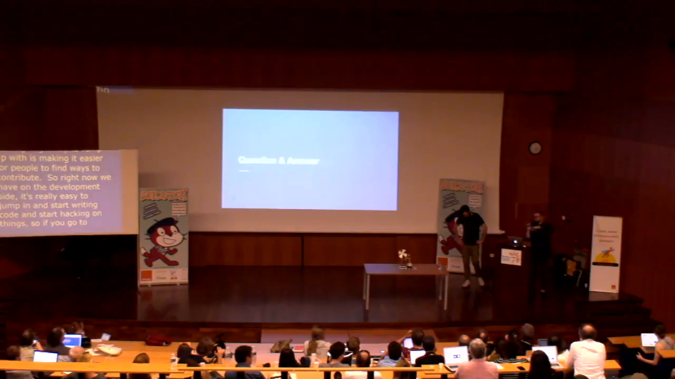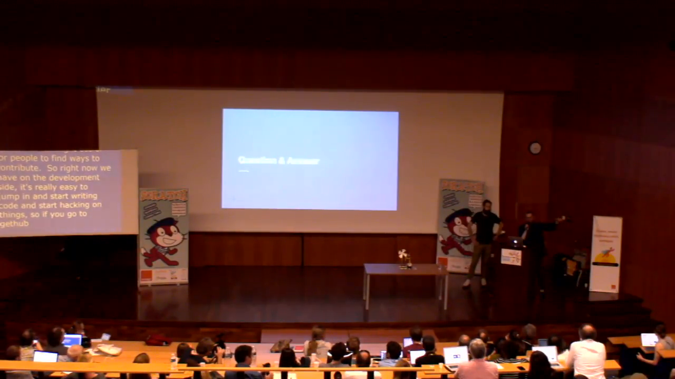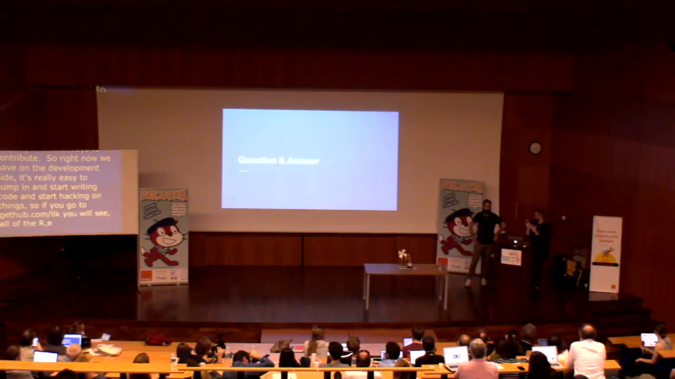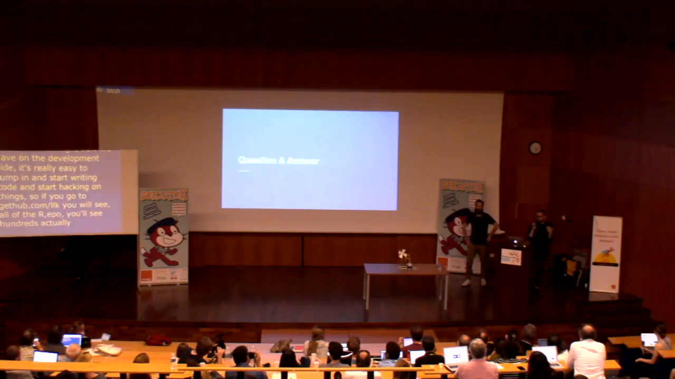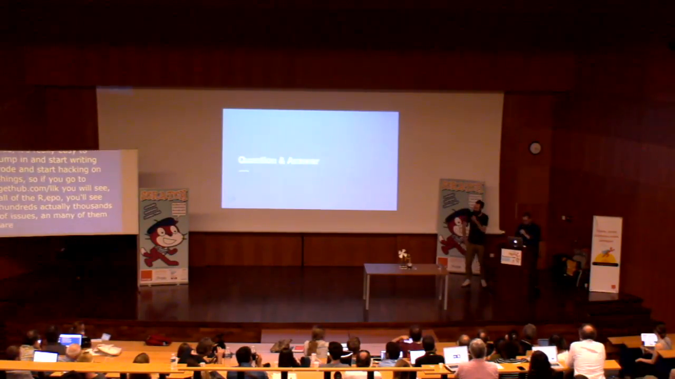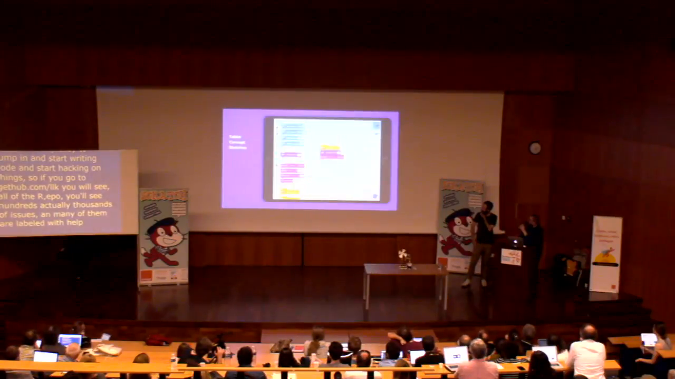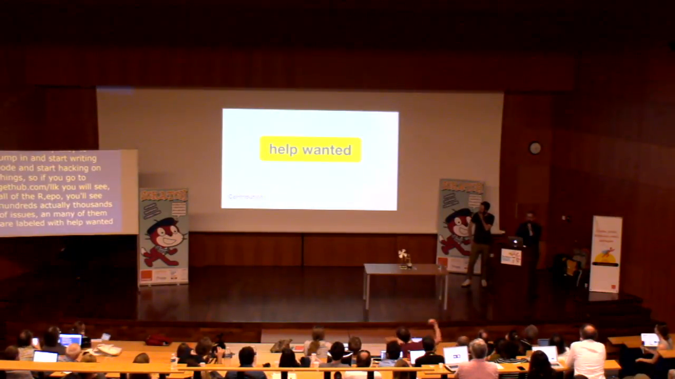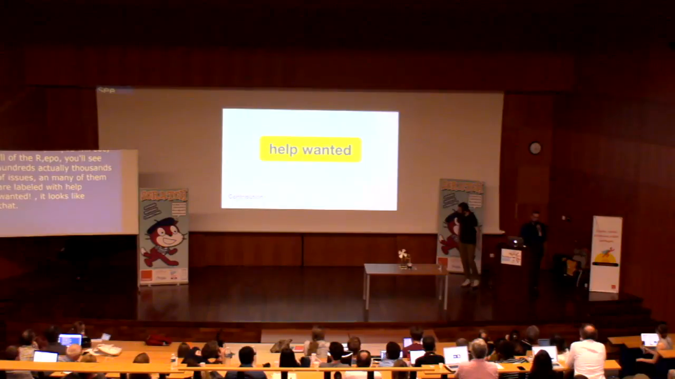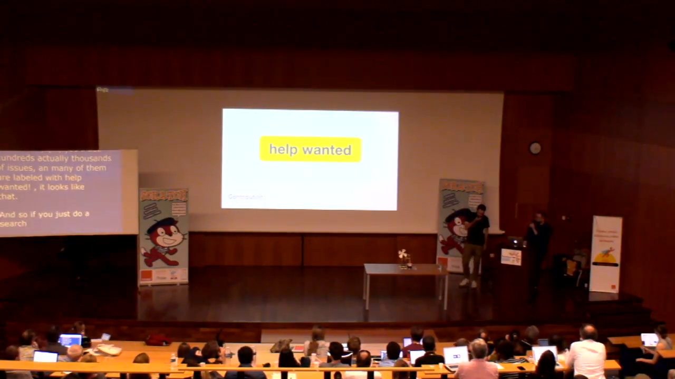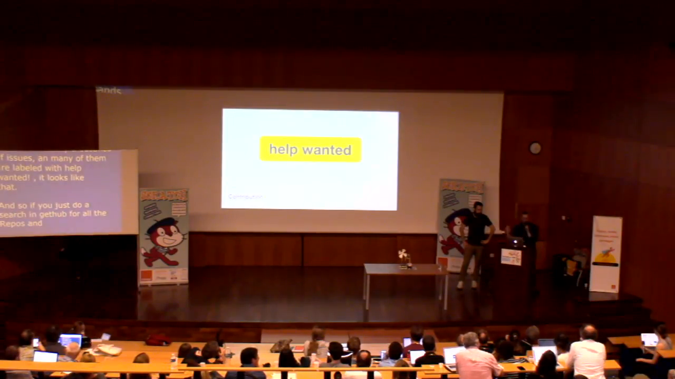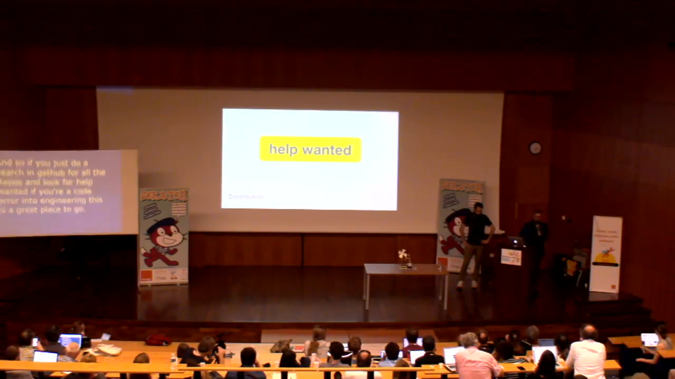github.com/LLK, you'll see all of the repos. Everything that we're doing is open source from day one with this. And in all of those repos, you'll see tons and tons of issues, hundreds, actually thousands of issues. And many of them are labeled with help wanted. Looks like that. And so if you just do a search in GitHub for all of our repos and just look for things that say help wanted, if you're a coder or into engineering, this is a great place to go. Another thing that you can do is contribute bugs.